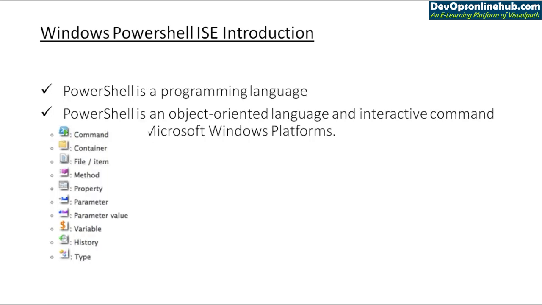Right. So PowerShell is a programming language. It is also an object-oriented language and interactive command platform for Microsoft Windows. Here it will show different colors, right? The folders it will show with a yellow symbol, commands with a blue symbol, and files or items with that icon symbol. So all these things will be helpful in the ISE whenever we are writing a PowerShell file.